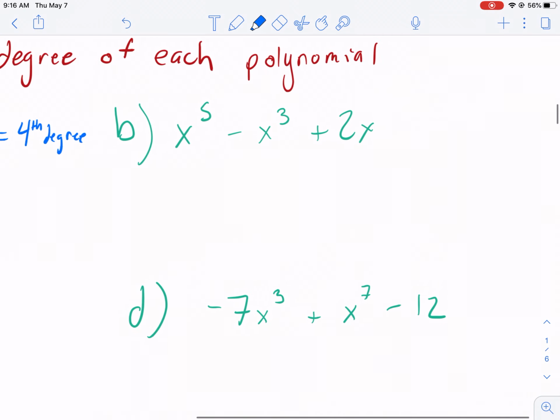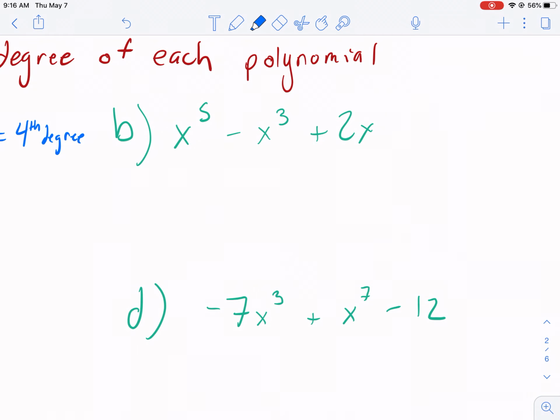Here we have 3 different terms, 3 different exponents. We have 5, we have 3, and don't forget there's an implied 1 there. But of course we go with the highest, which is 5th degree.